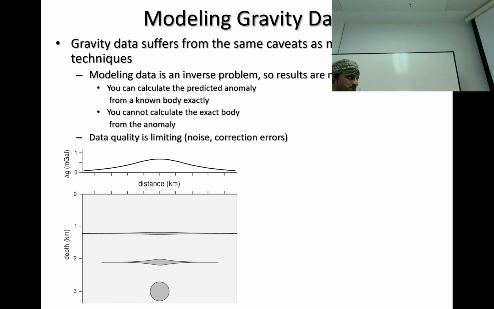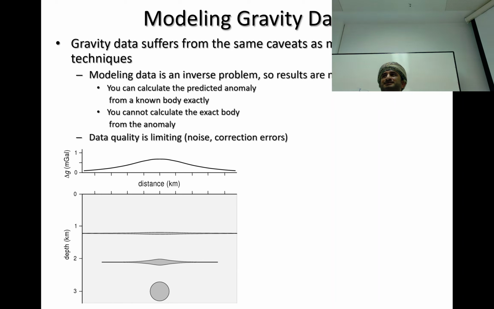Here I have data. Which one do you think produced this anomaly? Is it this sheet, the middle one, or the lowest one? Maybe all of them or any one individually? Any one individually. Use this one or this one or this one individually, they will produce the same results. Which one is true? Which one is correct? We don't know.